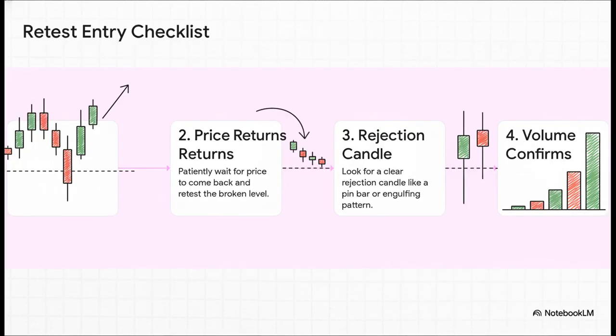Step 1, you wait for that valid break with a clean candle close. Step 2, you do absolutely nothing. You just wait for price to come back to that broken level. Step 3, once it's there, you look for a clear sign of rejection, a pin bar, an engulfing candle. And finally, step 4, you confirm that rejection with a spike in volume. Every single box has to be ticked, no exceptions.